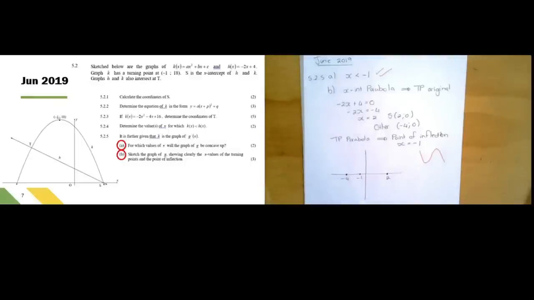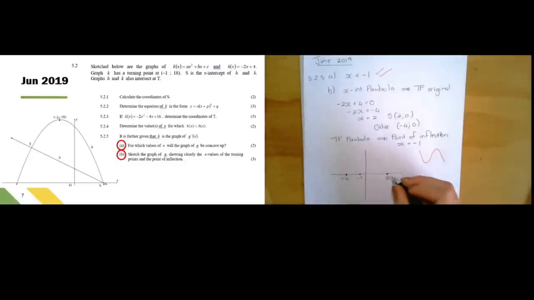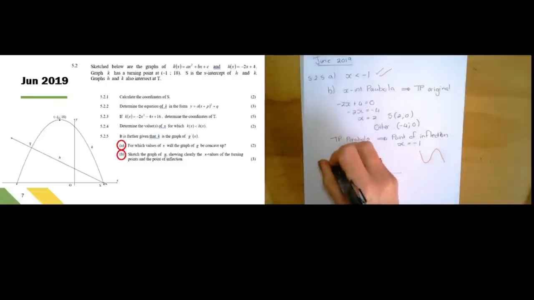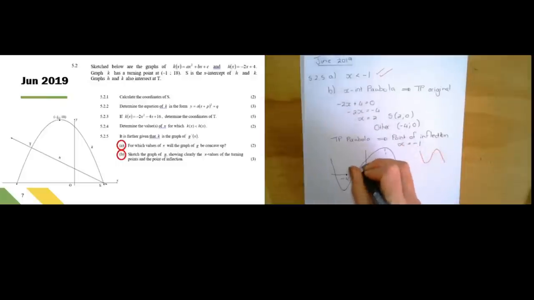And I know my shape. So I can go draw. My shape has to look like that. That has to be my point of inflection. And I have to turn by these. So this is a rough sketch. I do not know what my y values are. I only know my x values. And that is how I would indicate it.